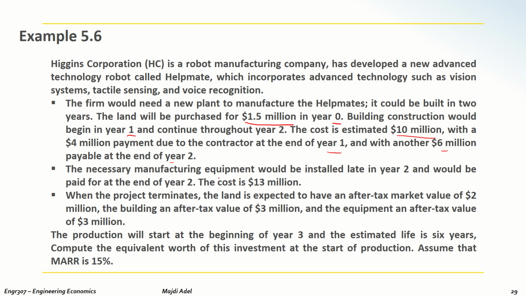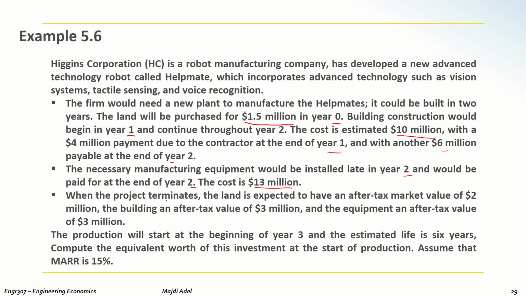Now, the manufacturing equipment will be installed in year 2 and will be paid at the end of year 2, and it will cost $13 million. The equipment will be installed in the second year and will cost 13 million. They will pay the 13 million at the end of the second year.